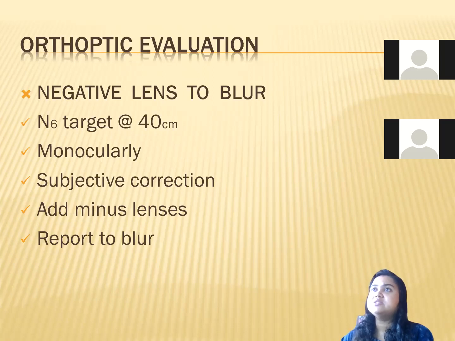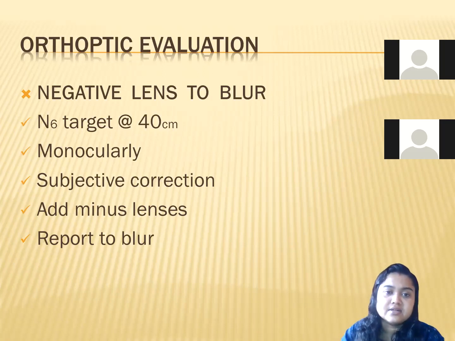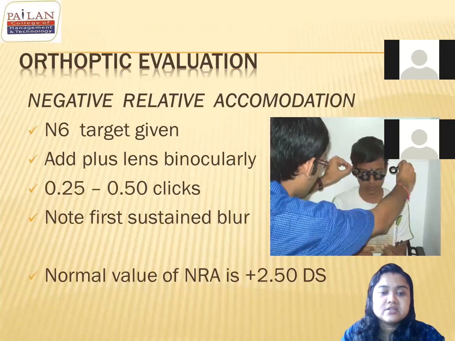Negative lenses will stimulate accommodation. So you can measure the amount of accommodation, at what point of time it is getting stimulated, right? Till the patient reports the first sustained blur, that is the value of the negative lens to blur. Okay, so you add minus 0.25, minus 0.5, 0.75 and all like the NRA PRA test. I'll be discussing that in detail in the later ones. Okay, so these are the methods to measure accommodation.